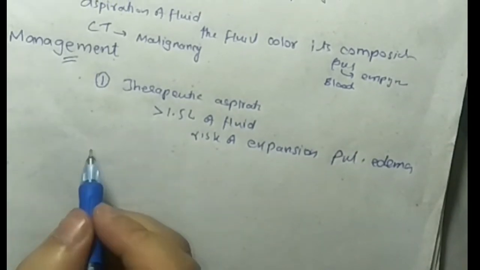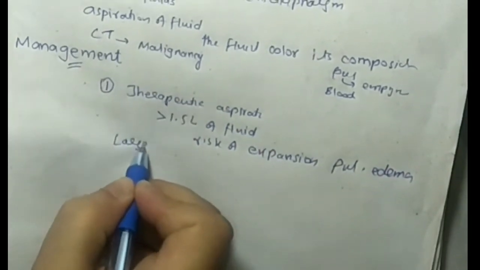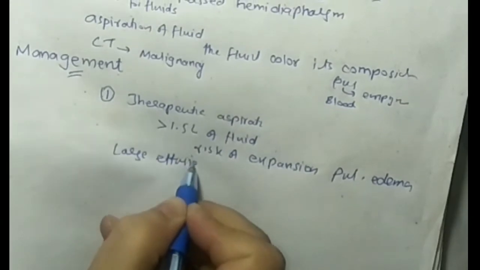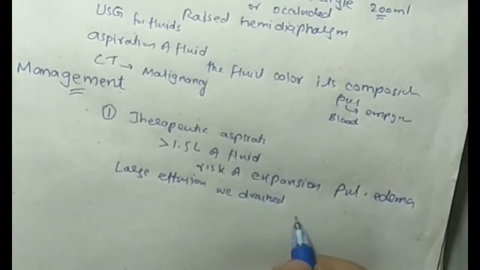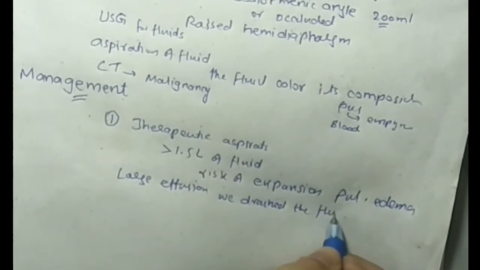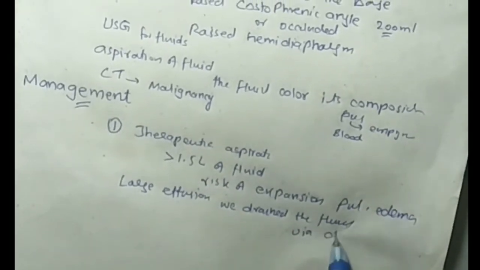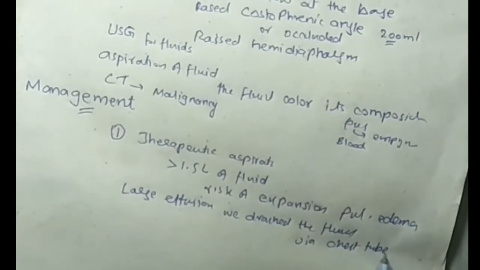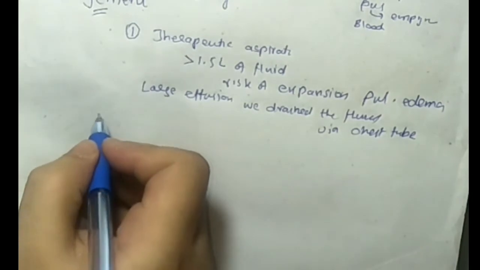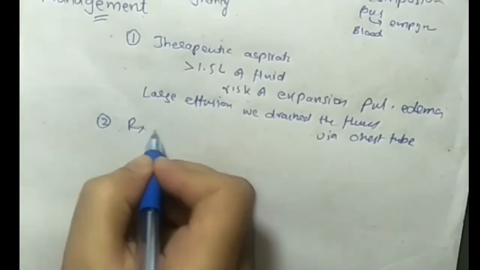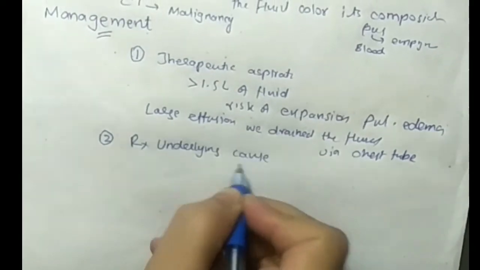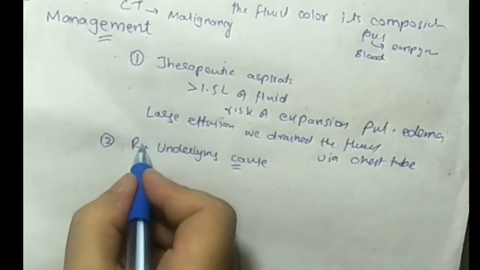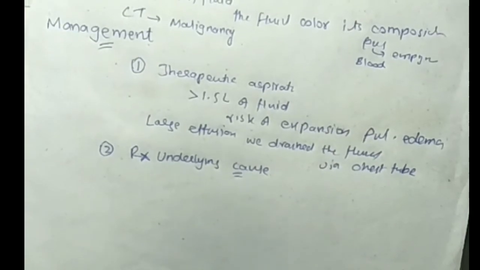Similarly, for large effusion, we drain the fluid using a chest tube. Okay. Now, the second option is to treat the underlying cause. When we treat the underlying cause, the pleural effusion will decrease.